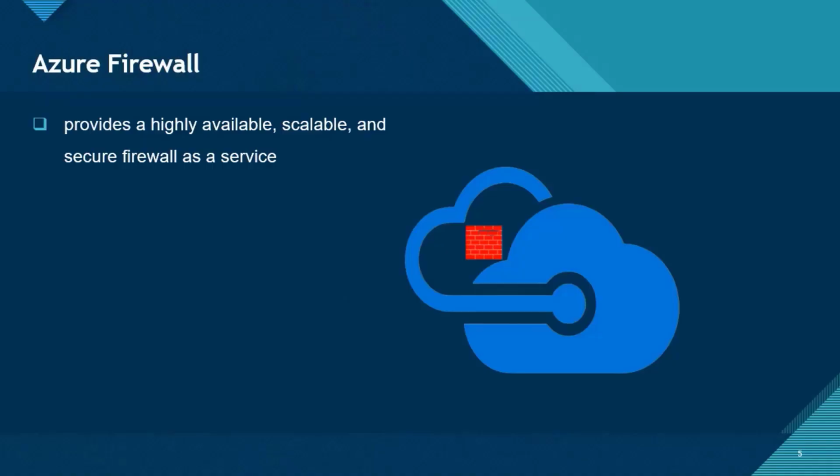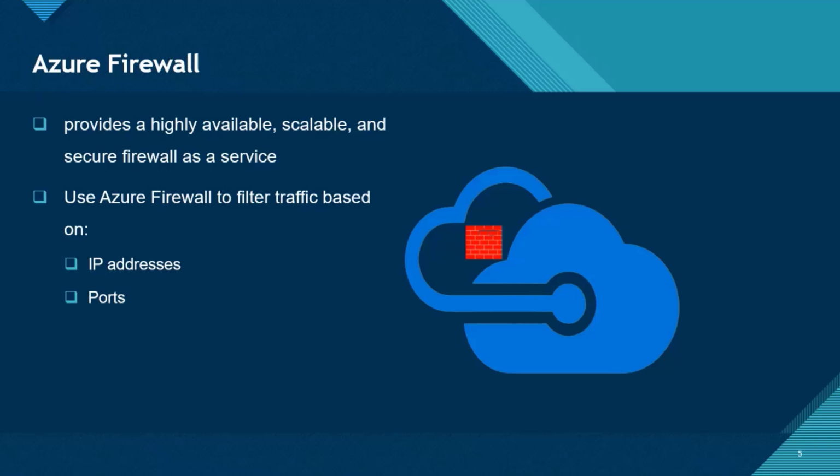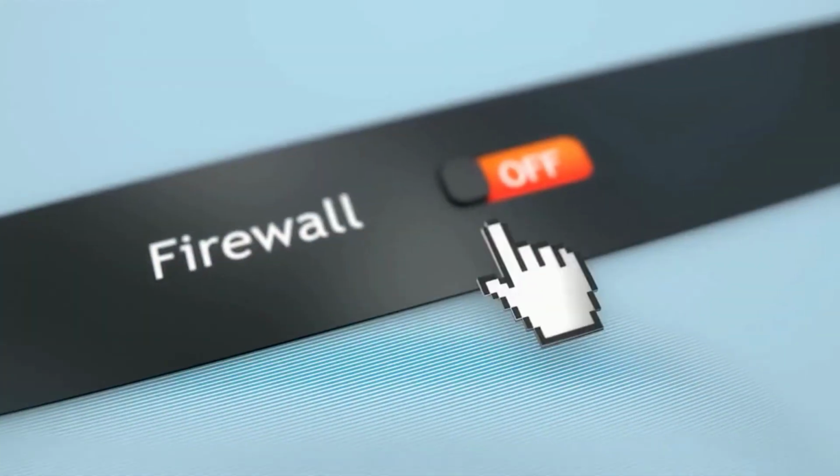Next is Azure Firewall. The Azure Firewall is your first line of defense against threats in the Azure cloud. It provides highly available, scalable, and secure firewall as a service capabilities to control and inspect network traffic at the application and the network layer. The Azure Firewall can filter traffic based on IP address, ports, and protocols. Azure Firewall helps you inspect traffic for threats, and it provides that extra layer of protection for your resources in Azure.